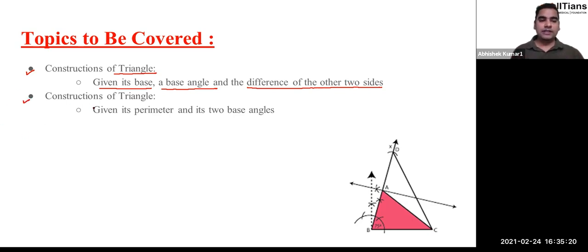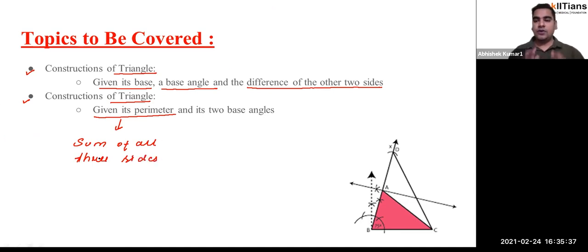The second topic is construction of a triangle when you are given its perimeter. What's the meaning of perimeter? It means the sum of all three sides. So when you are given its perimeter, that means you are provided the sum of all three sides of the triangle, and you are also provided its two base angles. Then how that triangle can be constructed, that's what we are going to discuss in this session.